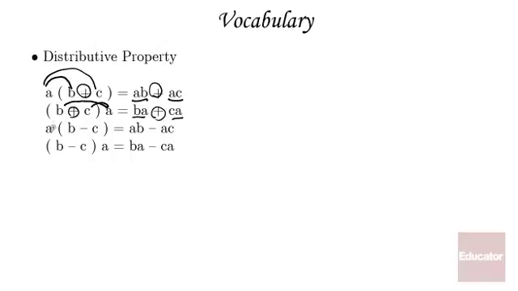In the third example here, we have A times B, AB, and A times C, AC, leaving the subtraction in the middle. And in the fourth example, we have A at the back, which is being multiplied with the B, so BA, and then A with the C, CA, leaving the subtraction in the middle. So that's the different ways that the distributive property may look.